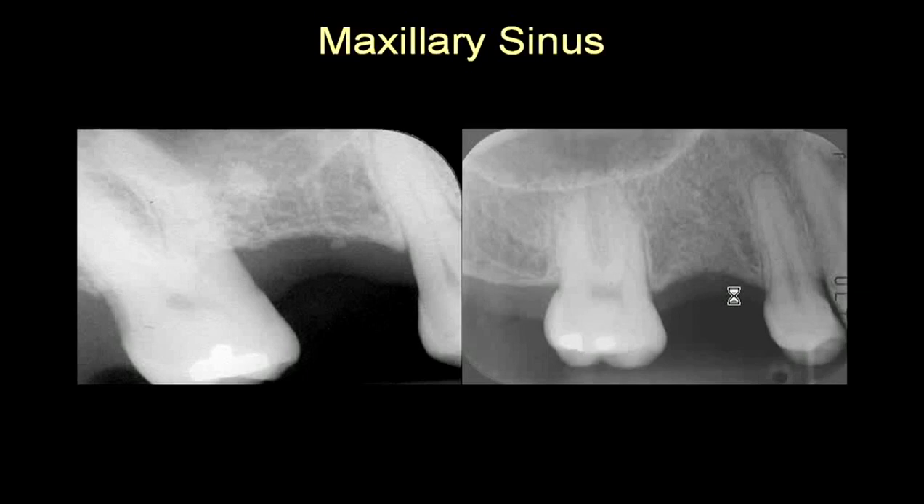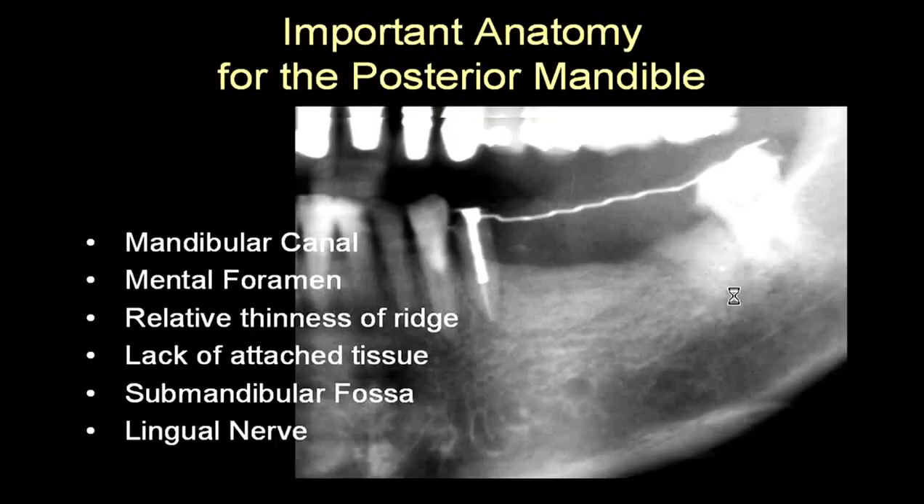So a scan can help you. On the right side, in a particular case like this, again, the bone looks pretty good, the height looks pretty good, but you might just want to see the cross section. So again, it's an additional benefit.